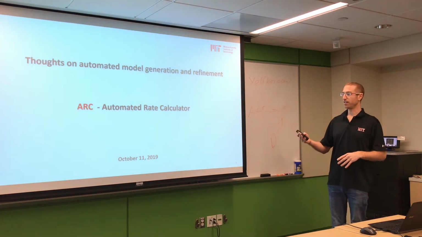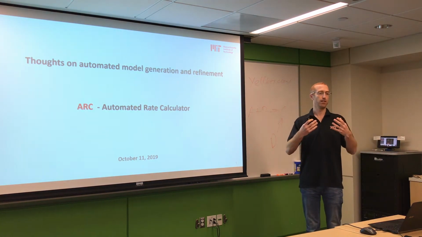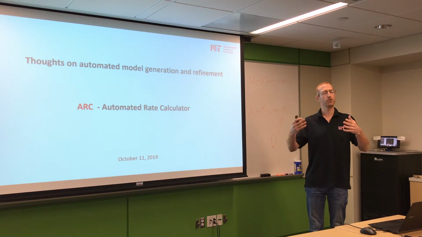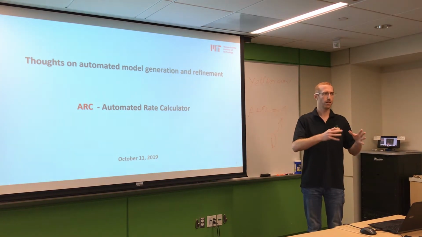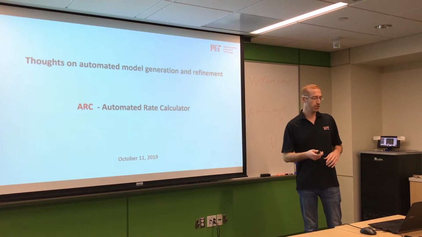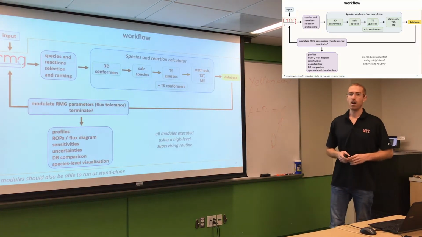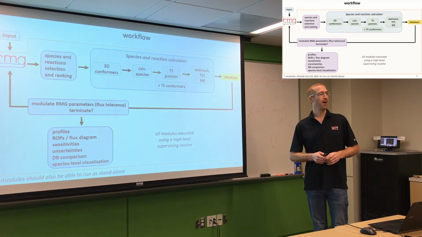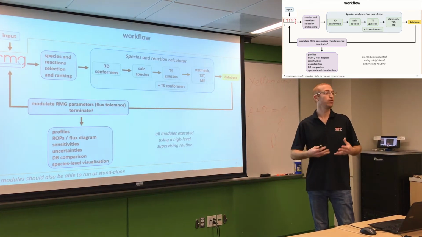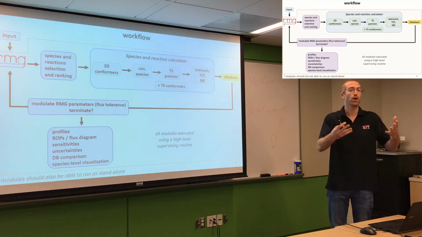First I'll say that it's not only our work or our views, there are different software packages in the community, and I'll mention some of them soon, that do exactly that. So, some thoughts on automated model generation and refinement. This is a scheme that shows how we think model generation should look soon, once we can automate things, and we're on the right track, we think.